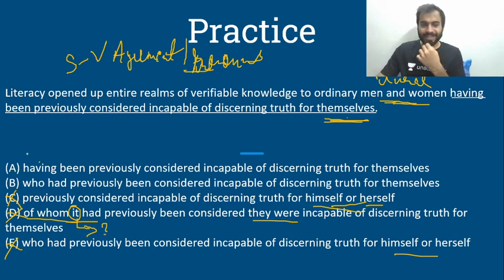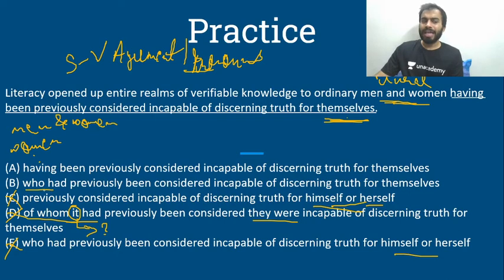Now this having, what does it come after? This having comes directly after women, right? Women having been previously considered incapable of discerning truth for themselves. But we are not referring to just women, we are referring to men and women, right? So we need a word like who that refers to the entire phrase of men and women. If this verb comes directly with women, then this refers only to women. But if we use a who here, who refers to the entire noun phrase, and that is why we'll eliminate A as well and we'll go ahead with B.